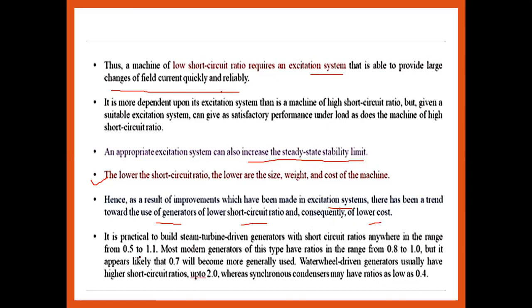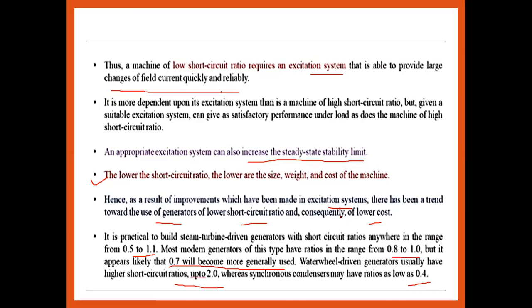So in practice, the short circuit ratio has a range of 0.5 to 1. For the modern generator it is in the range of 0.8 to 1, but 0.8 is more generally preferred. So 0.5 से लेके 1 तक that short circuit ratio is there, but 0.7 is generally the ideal one to maintain the steady state stability and the excitation system. Generally the water wheel driven generator usually has a higher short circuit ratio up to 2, whereas the synchronous condenser has a short circuit ratio of around 0.4.